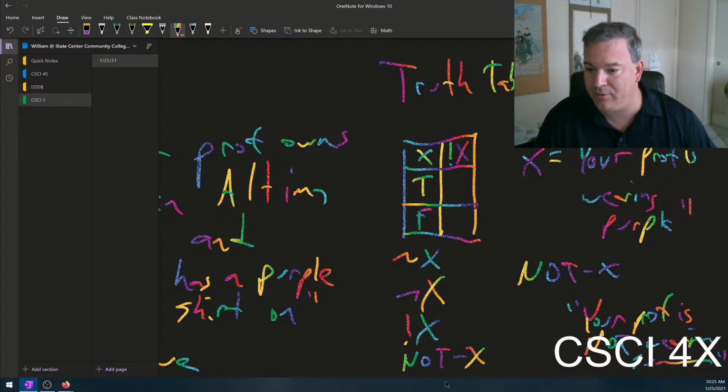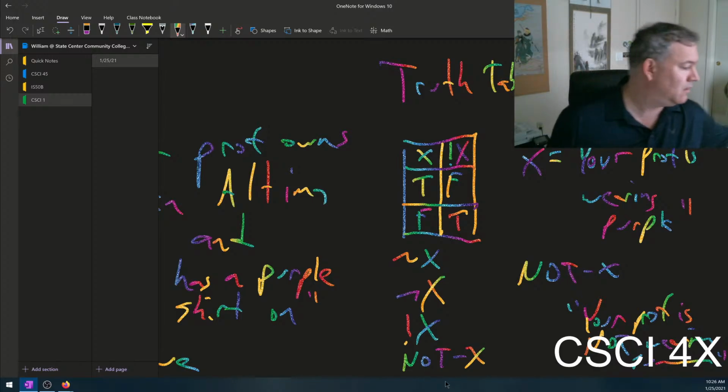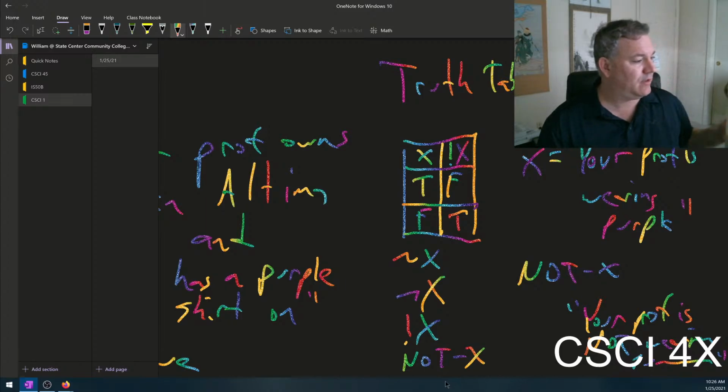Your prof is wearing purple, your prof is not wearing purple. So if this is true, then this one's false, and if this one's true, this one's false. And so what we do is we write down the truth table like that. If X is true, then not X is false. If X is false, then not X is true. You guys with me so far? Join the class voice channel. You're still lost.